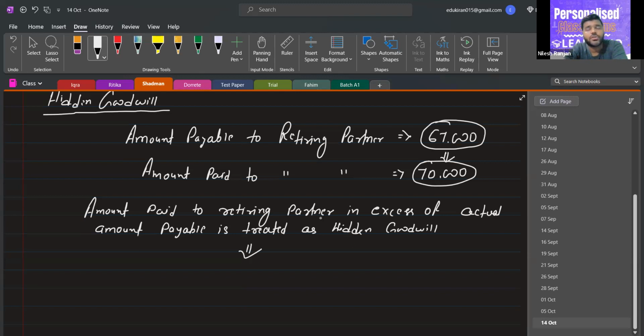Where the journal entry will be passed, with what amount? I'm asking how much? 3,000. 3,000 is for goodwill. Yes. So 3,000 will be recorded in the journal entry for goodwill. And which partner will pay? The remaining partners will pay to the retiring partner. All remaining partners? No, only the gaining partner. And who is the gaining partner here? It's B. So B will pay 3,000 to C. Yes. So this is our goodwill concept.